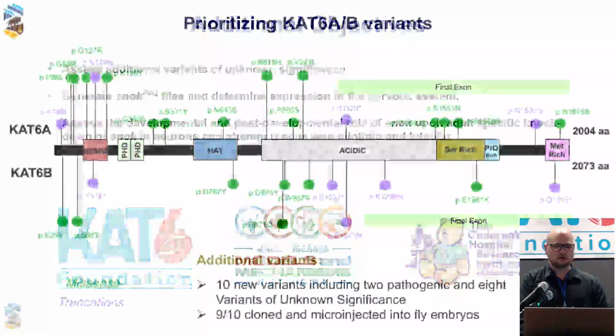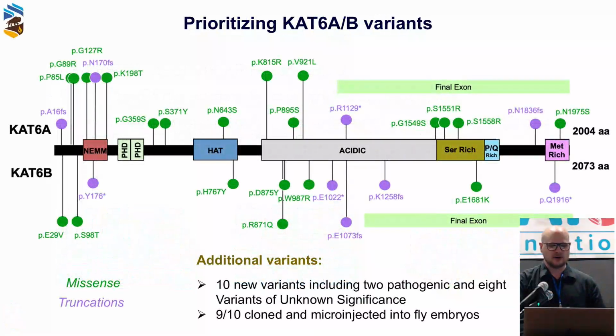And so as far as prioritizing more variants, you can see the variants that we've made, the 19 that Zoe talked about. We've now successfully made another 10 as far as cloning. 9 of them have been sent for injection. One of them, this last one, just took a lot of tries to get cloned because it was in a very repetitive region of the gene. So within the next 3 to 4 months, we'll have preliminary data on how those 10 new variants are acting.